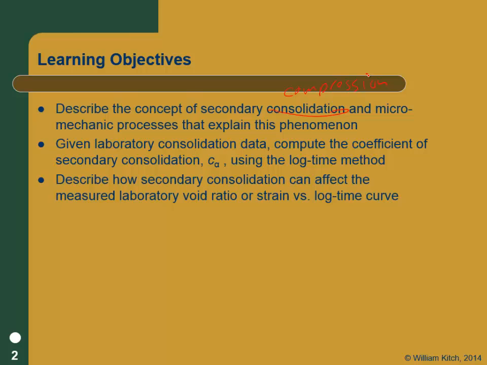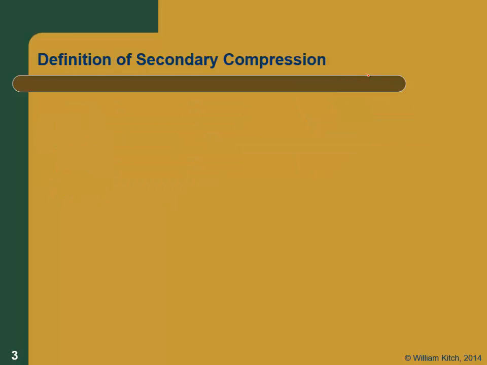And then another thing that's really important to understand is that secondary compression can actually affect the laboratory test data. One of the reasons that some of that lab data don't show the inflection point in the curve is because of secondary compression and some effects there. So we're going to talk about that. All right, and we probably won't get to that part today.